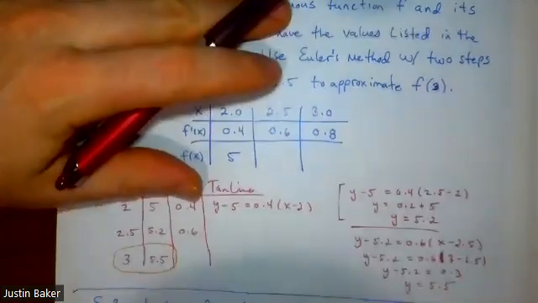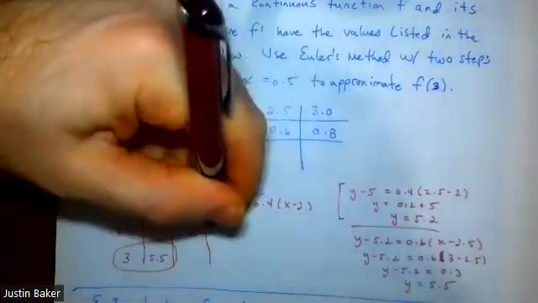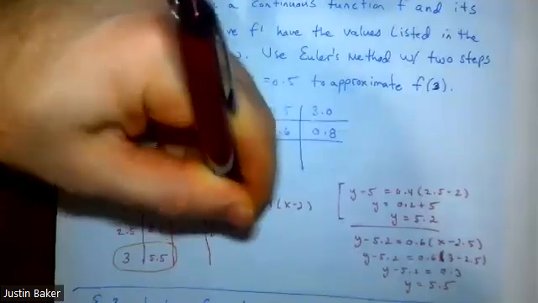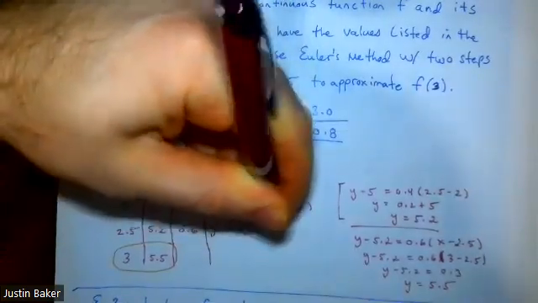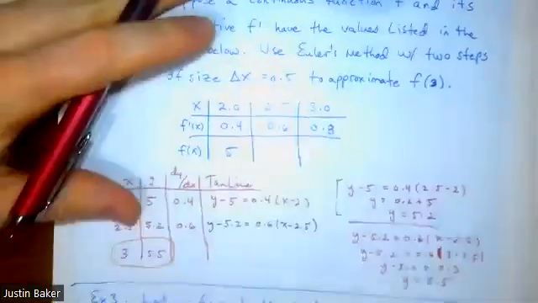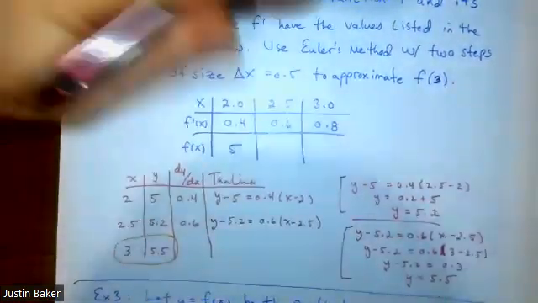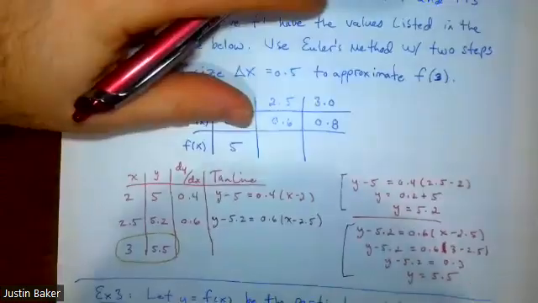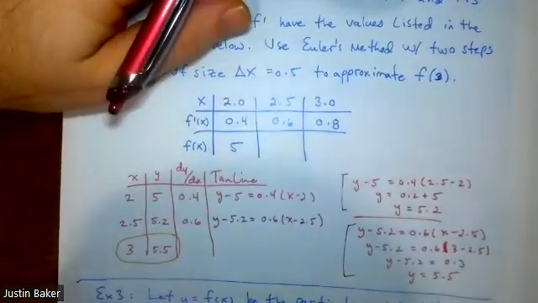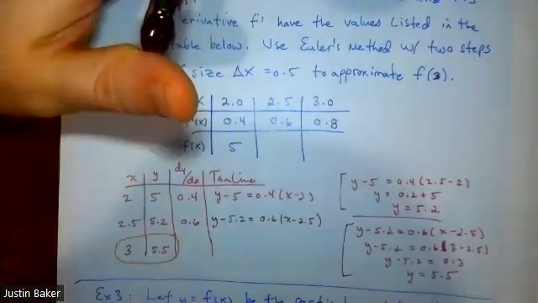And then same deal, I could have filled in my tangent line up here, I just didn't. So your tangent line is y minus 5.2 is equal to 0.6 times (x minus 2.5). And then plugging 3 into your previous tangent line, which is what I did there, should yield a result of 5.5. Questions, comments, thoughts?